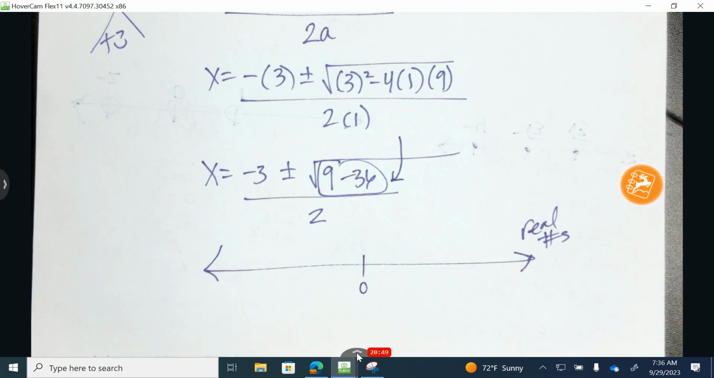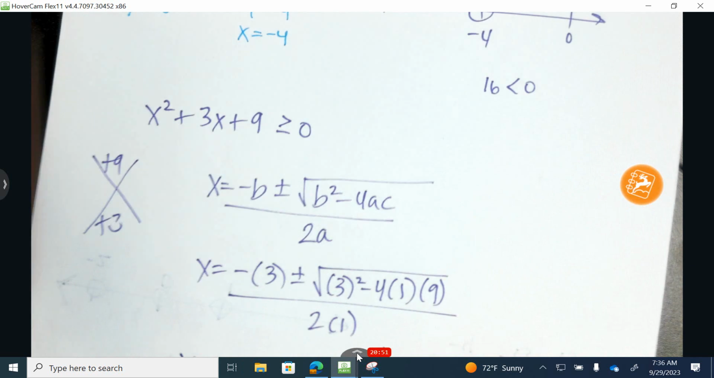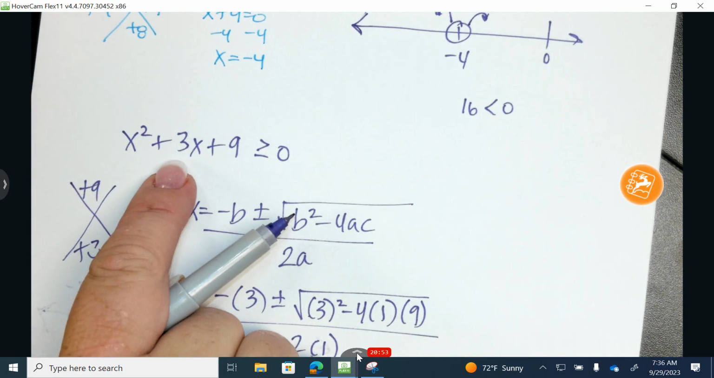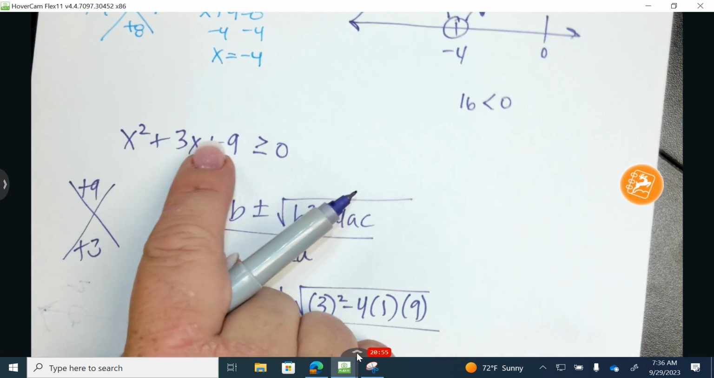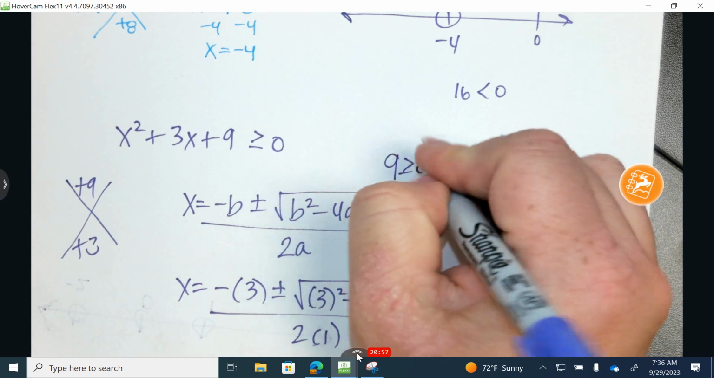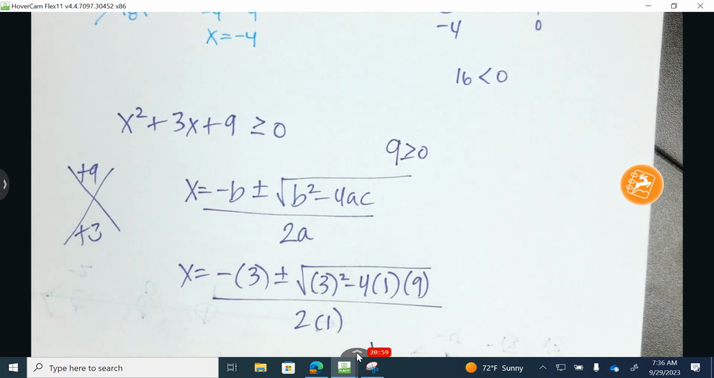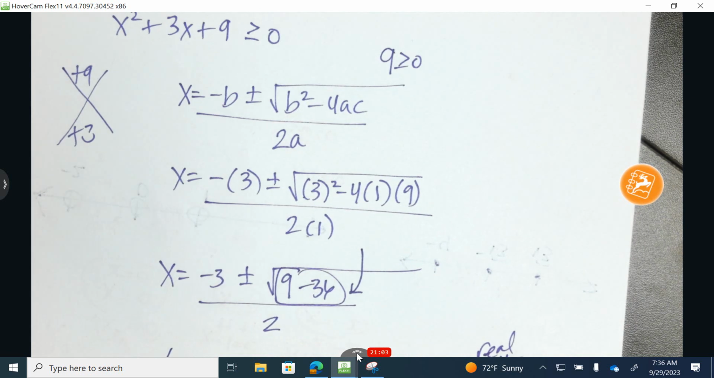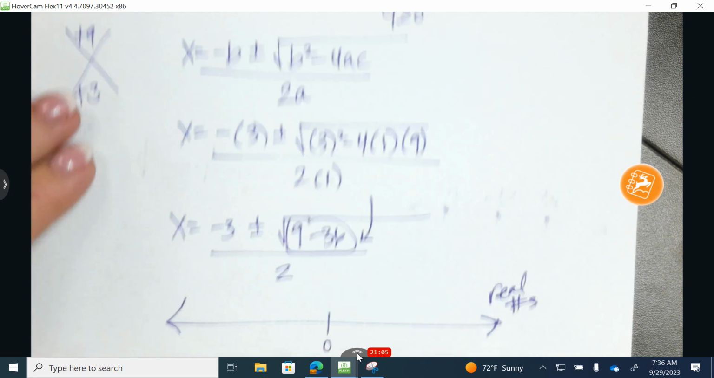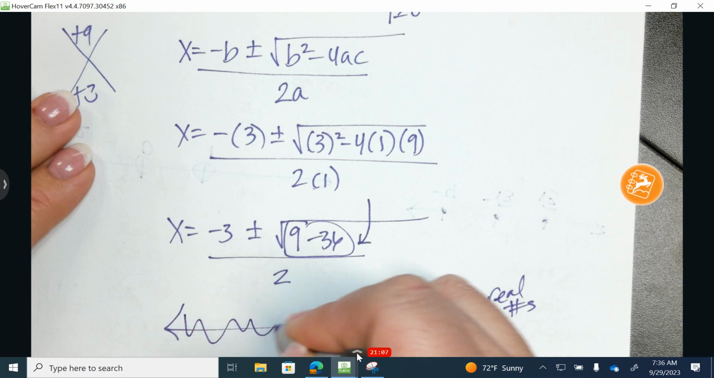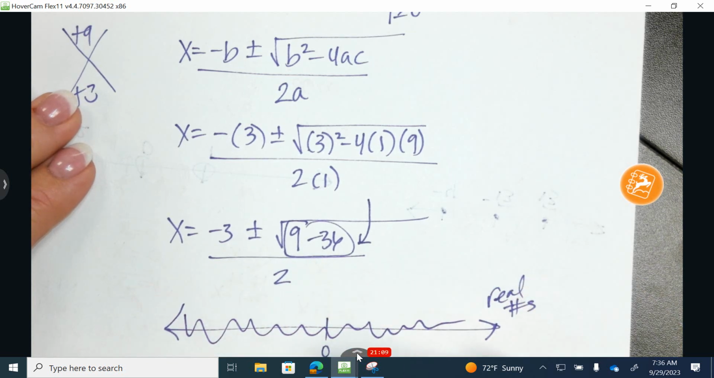So I'm going to try 0. I come back up to the original. 0 squared is 0, plus 3 times 0 is 0, so I have 0 plus 9 is 9. Is this a true statement? Is 9 greater than or equal to 0? It is true, right? If one of those two is true, then it's true. So yes, 9 is greater than 0, so I tested 0 and it worked. That means the entire thing works, or all real numbers work for this particular problem.